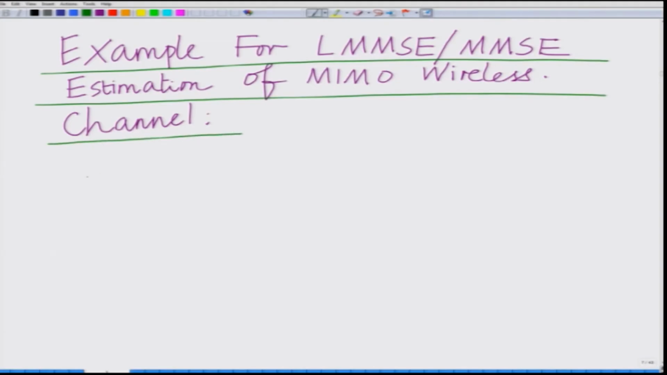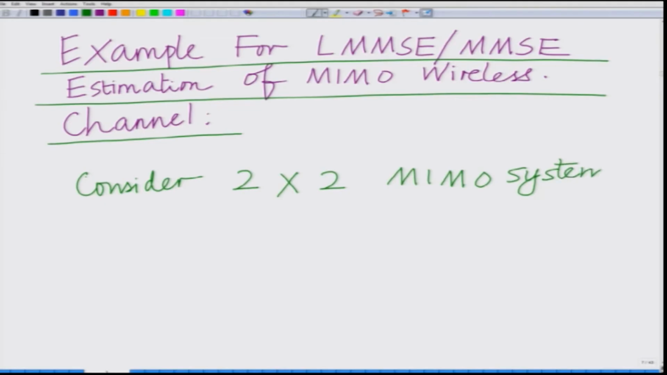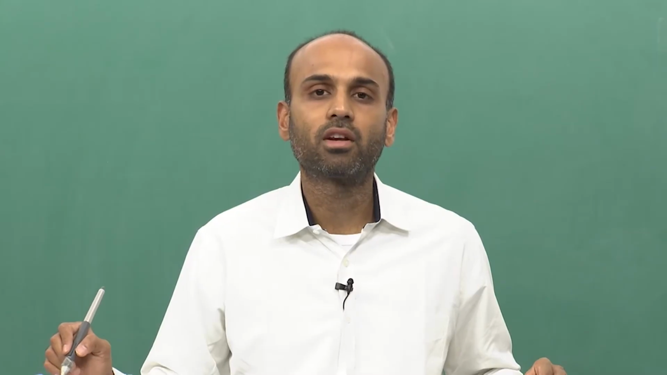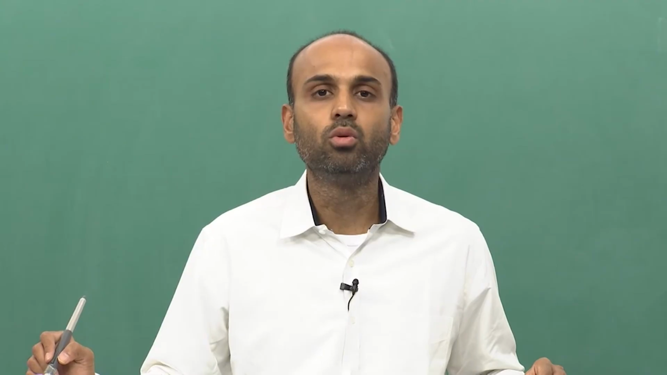Okay. Let us consider a 2 cross 2 MIMO system. A 2 cross 2 MIMO channel implies, remember this is an M cross R system, where M is equal to 2, that is your number of transmit antennas, and R is equal to 2, which is the number of receive antennas. So, we have a 2 cross 2 MIMO system, M cross R, M is the number of transmit antennas, R is the number of receive antennas. This is a 2 cross 2 MIMO wireless channel.